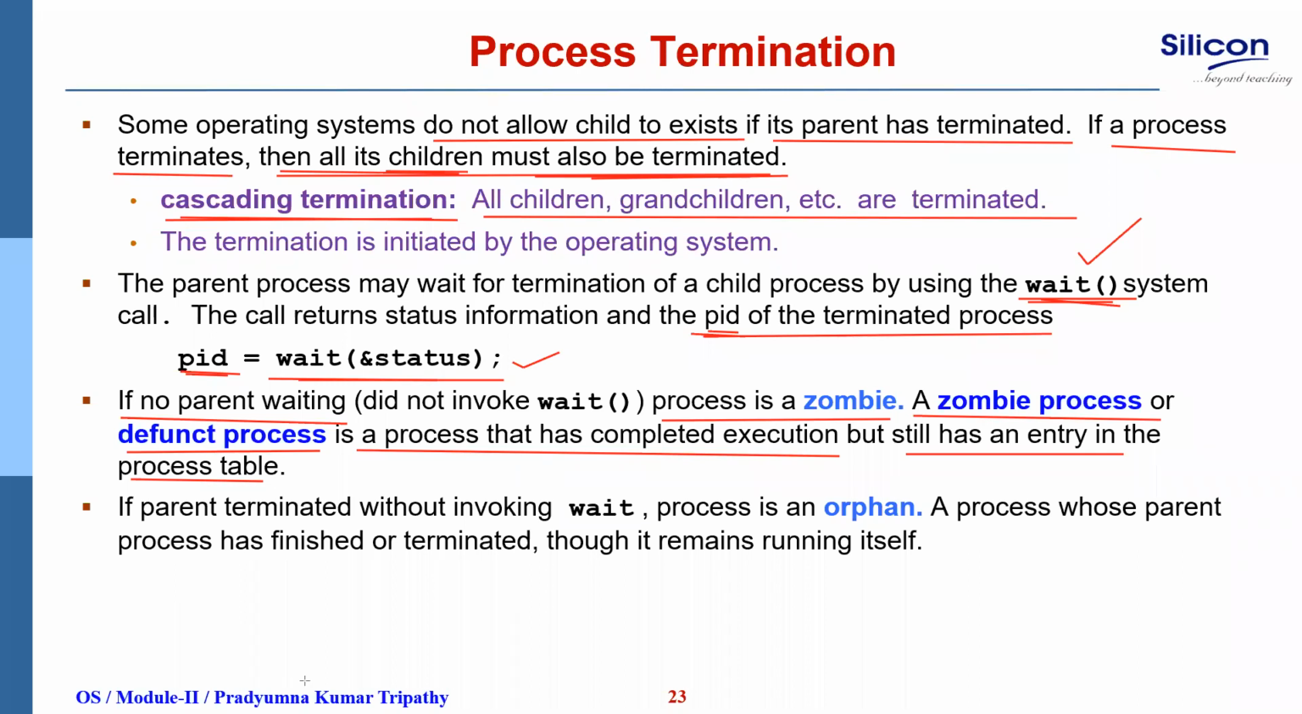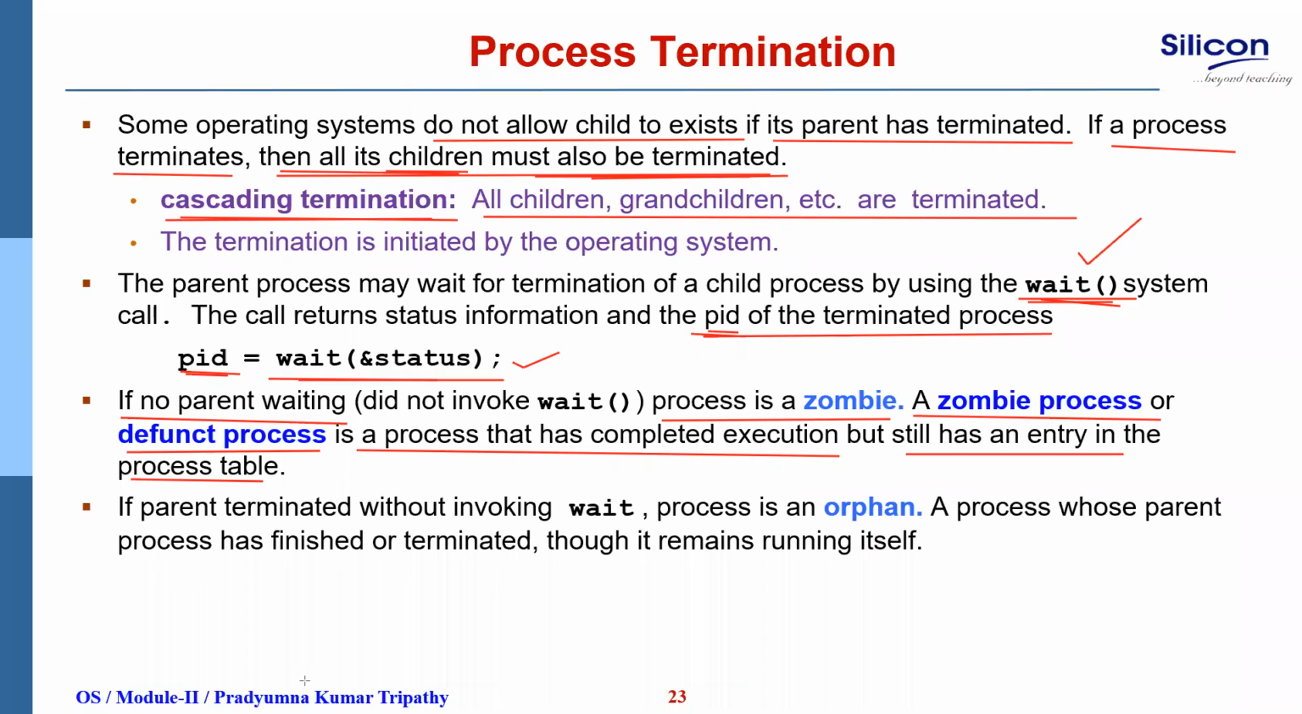On the contrary, if the parent terminates without invoking the wait, the process is an orphan process. A process whose parent process has finished or terminated, though it remains running itself, is called an orphan process. In the process table, when you give the ps -el command, you will find some processes with a Z symbol, which means those are zombies. If it is O, that means it is orphan.